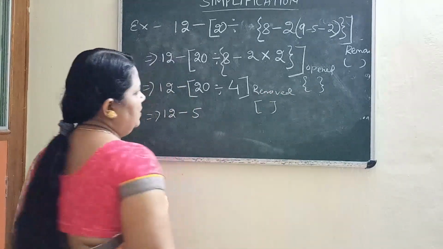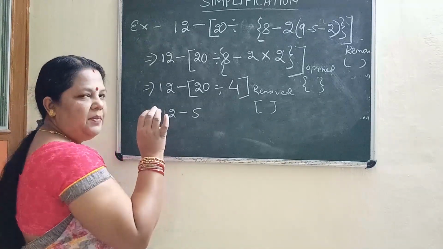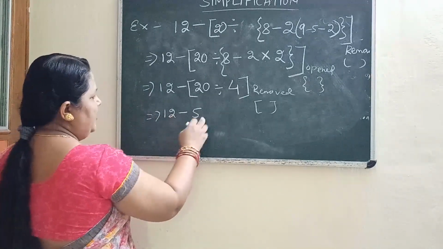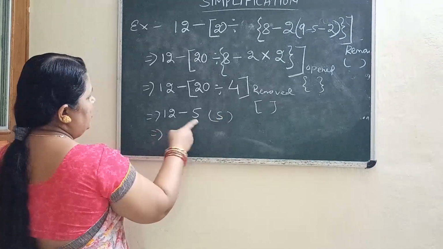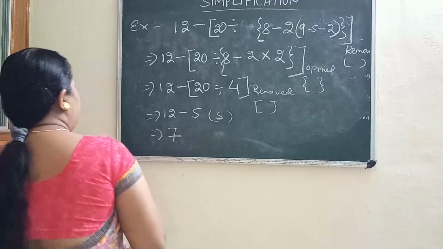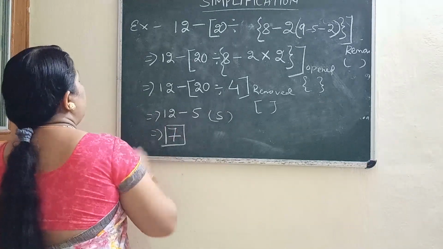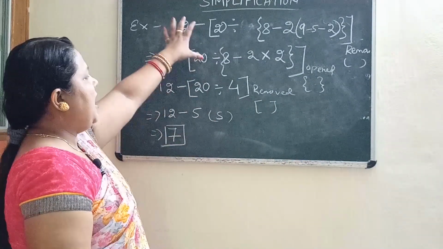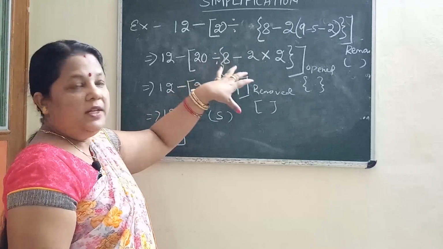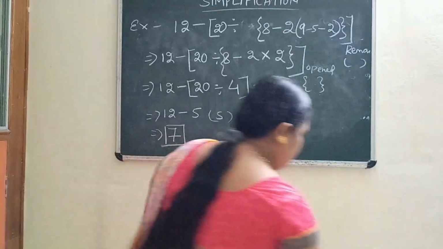Then remove the square bracket. Now at last we got subtraction here, 12 minus 5. So we have to follow subtraction. The value is how much? 12 minus 5 is 7. So the answer is 7. That is the simple single value we got after solving so many operations in one problem. So this is your BODMAS rule.